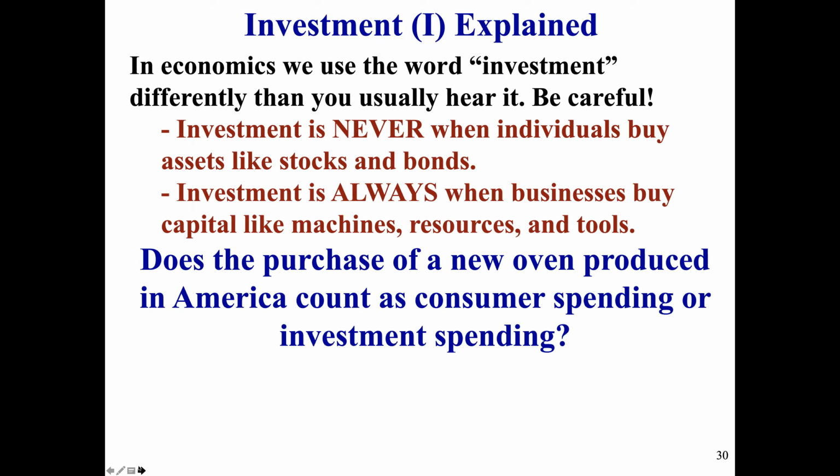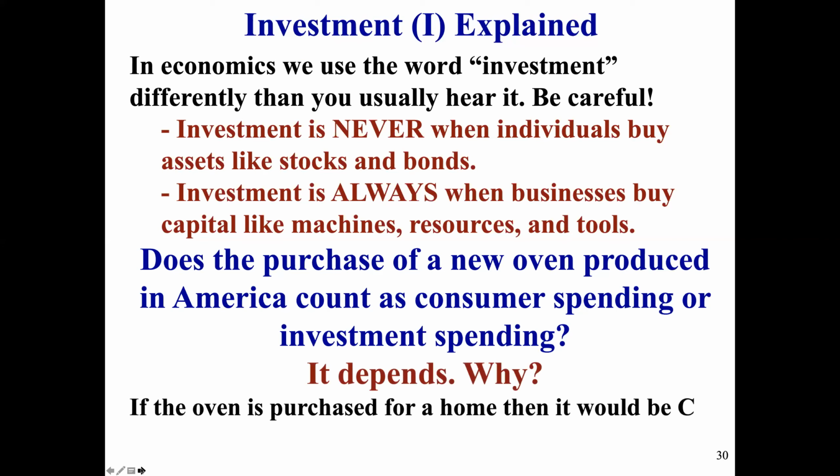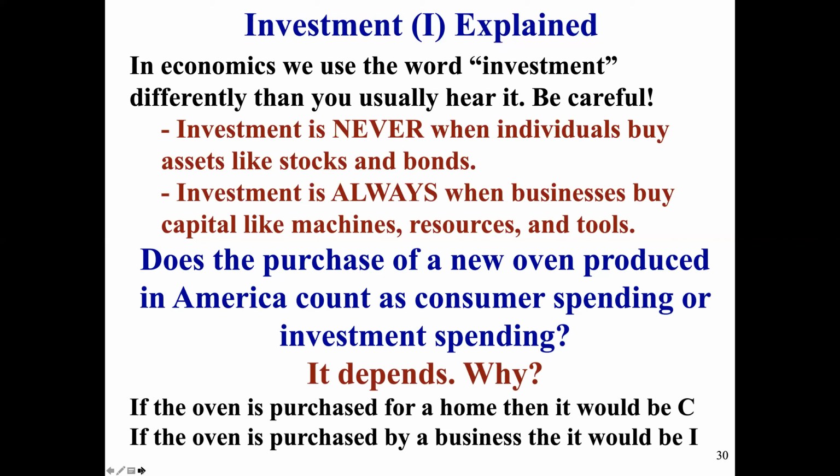So let's do a little practice question. Does the purchase of a new oven in America count as consumption or investment? The answer is, it depends. It depends on who's buying it. If the oven is purchased for use in a home, then that would be consumption by a household. But if that oven is purchased by a business to make pizzas to sell to customers, then it would count as investment. So which subcategory it goes into is really a function of how that particular item is used.